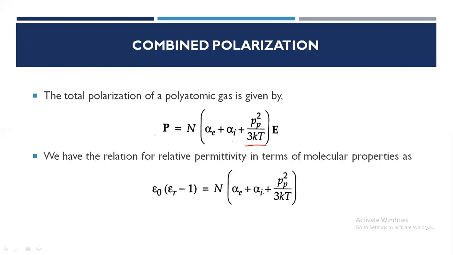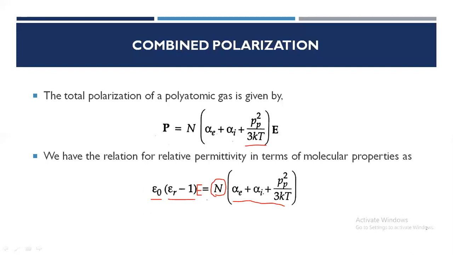By combining this with the result of the macroscopic theory, and we have seen the equations of electronic polarization, ionic polarization, and orientational polarization. Combining these, we also have the relation for relative permittivity in terms of molecular properties, which we can define as epsilon 0 into epsilon r minus 1 equals N into alpha E plus alpha I plus P squared upon 3kT. It is nothing but equating the equations of polarization, multiplying here also by E.